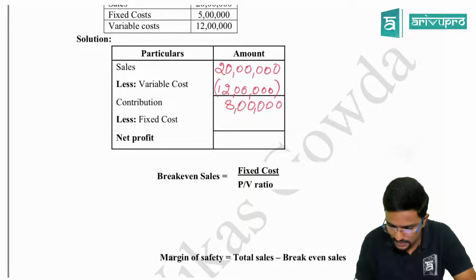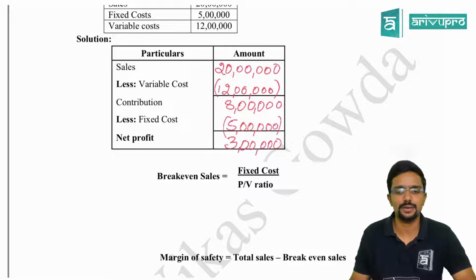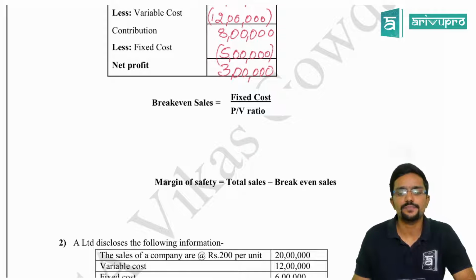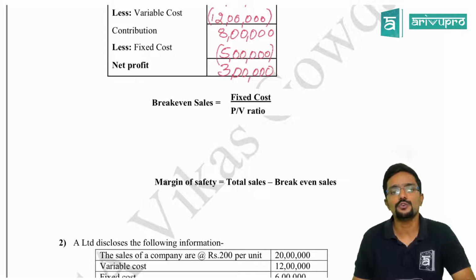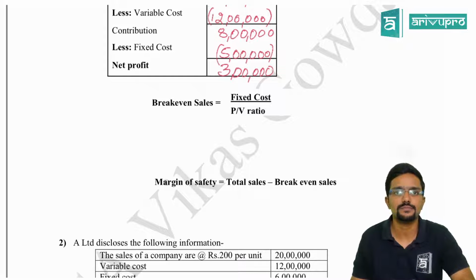Next, fixed cost is also given, 5 lakh. So what will be my profit? 3 lakh. Actually, for this question, there is no requirement to calculate profit, but still I am doing it. Okay, now coming to break-even sales. What formula will I use? I will use fixed cost by PV ratio. Sir, why? Because contribution per unit I cannot calculate in this question. No unit information is given.